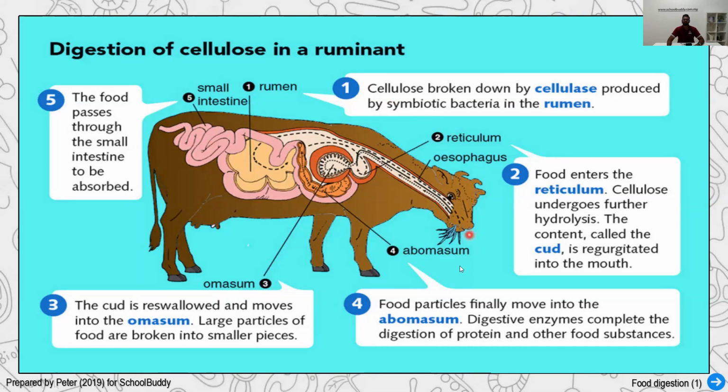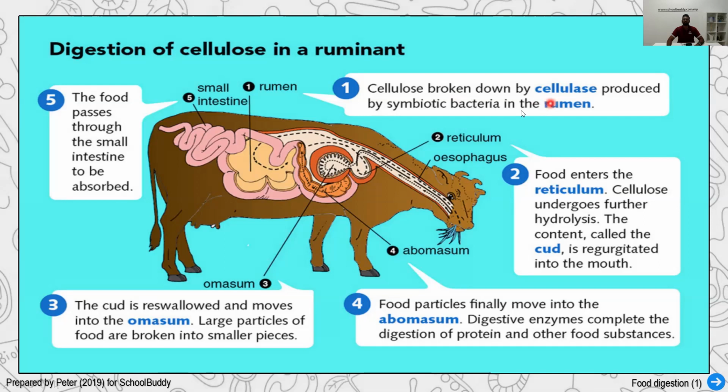As the cow eats the grass, which contains cellulose, this grass will be broken down by an enzyme called cellulase. For example, we humans do not have cellulase, but ruminants like the cow have cellulase in the digestive tract, produced by bacteria that live in the rumen area, the symbiotic bacteria. Symbiotic bacteria basically live in harmony in the rumen, and they provide the cellulase for the cow.